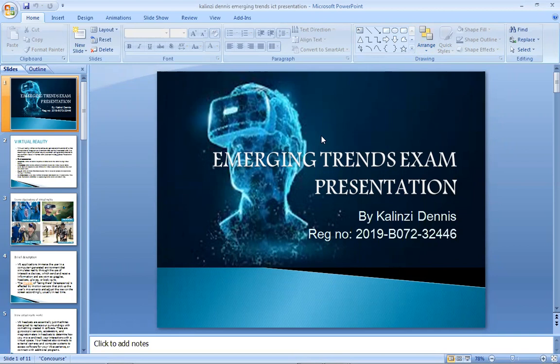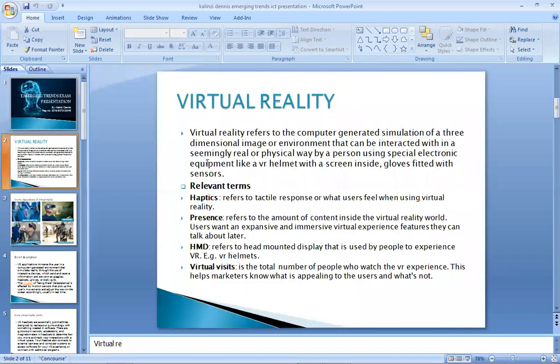My topic of choice is going to be virtual reality. And when I'm talking about virtual reality, first of all, let us get a definition of what virtual reality is. Virtual reality refers to the computer-generated simulation of a three-dimensional image or environment that can be interacted with in a seemingly real or physical way by a person using special electronic equipment.